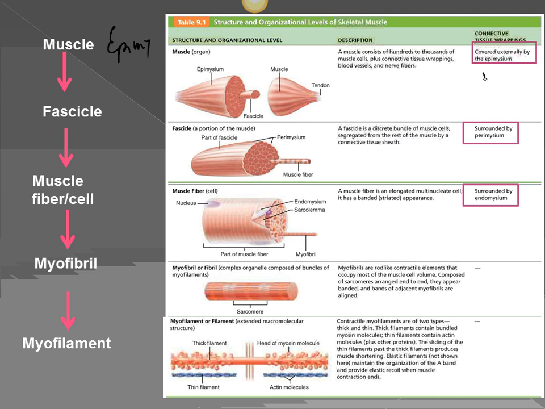And here you have it, see, covered by epimysium. The muscle then divides into a fascicle. So there are many fascicles. Each fascicle is surrounded by perimysium. Each fascicle is in turn made up of many muscle cells or fibers, and each cell is surrounded by endomysium. So here it's showing you a single cell, a single muscle cell.